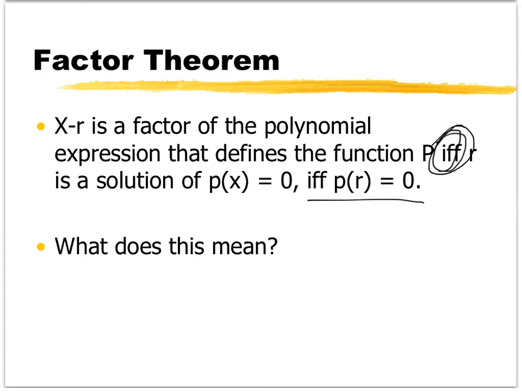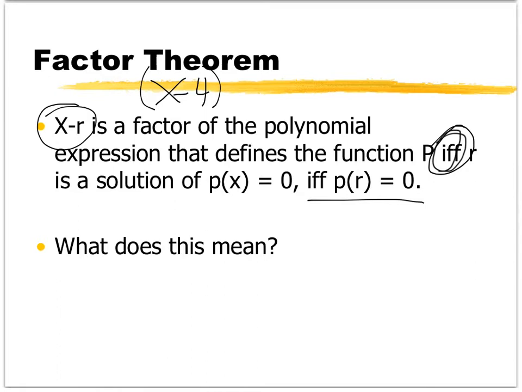This, if and only if, that's what IFF stands for. So we've seen this before. It's written in a slightly different way. And basically it says if x minus r is a factor, like x minus 4, is a factor of a polynomial expression that defines the function p, if and only if r is a solution of the actual function.